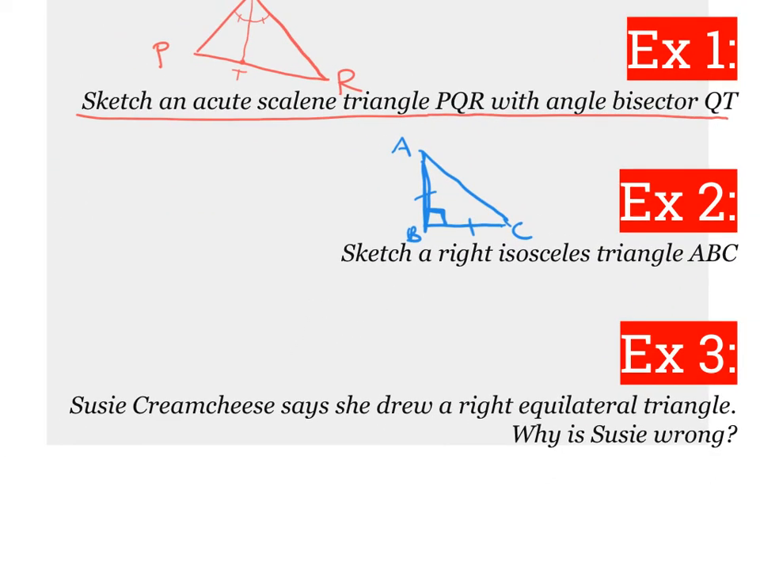All right, Susie says she drew a right equilateral triangle. Susie's wrong, though, because you can't have an equilateral triangle with 90 degrees. Okay, in an equilateral triangle, since all the sides are the same, all the angles end up being the same. So they each are 60 degrees. If it was a right triangle, all of math would fall apart.